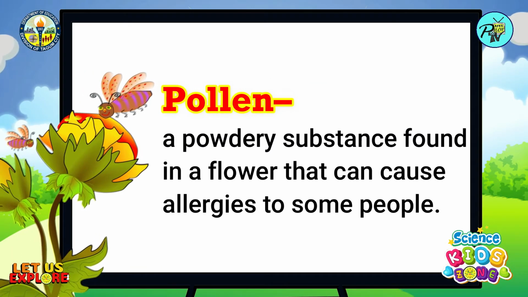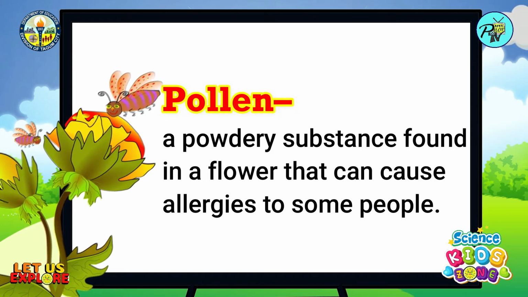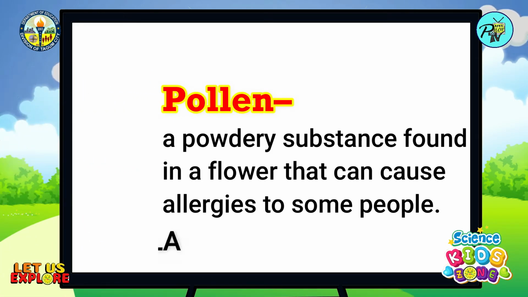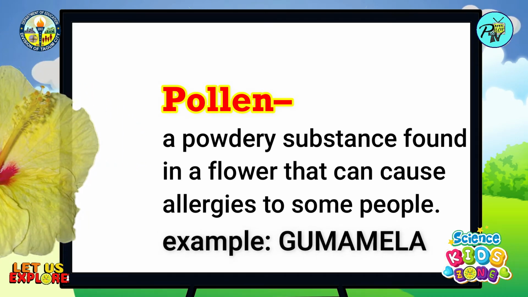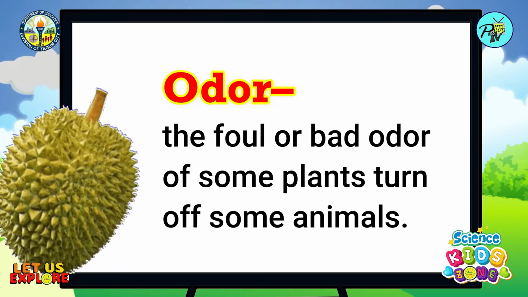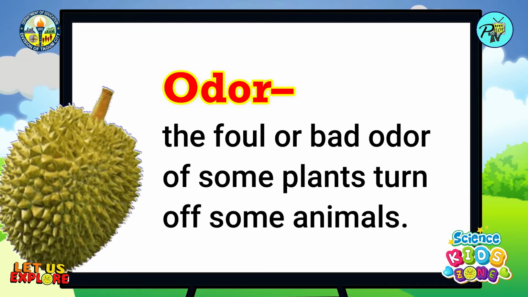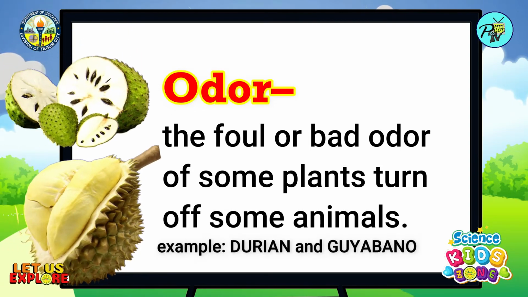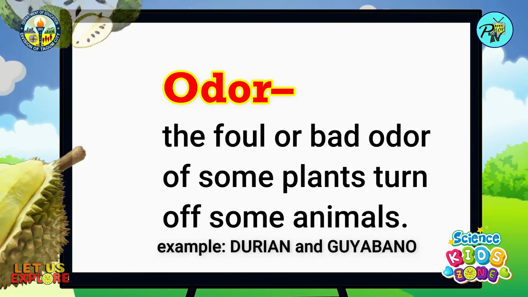Pollen, a powdery substance found in a flower that can cause allergies to some people. Example, gumamela. Odor, the foul or bad odor of some plants turns off some animals. Example, durian and guayabano.